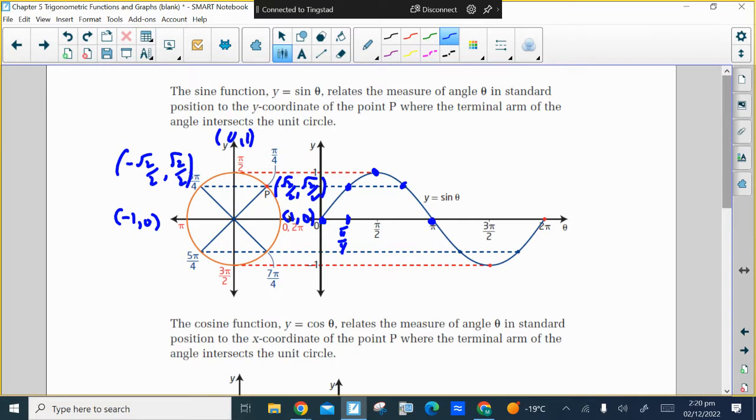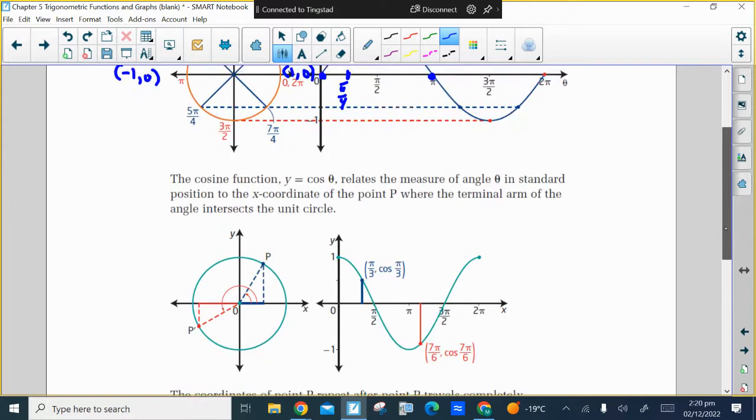And we can generate the rest of the points in the same way. This gives us our graph of sine theta. It starts at 0 comma 0, and then it goes upwards to a maximum, down through the x-axis again to a minimum, and then finishes off the first cycle at 2 pi radians. So that's the graph of sine theta.